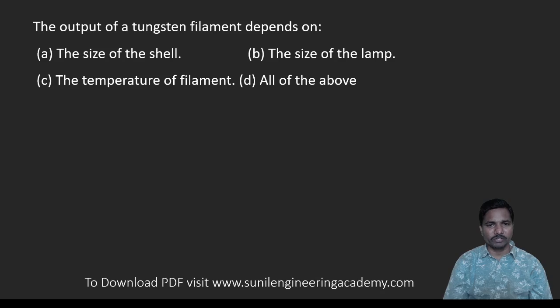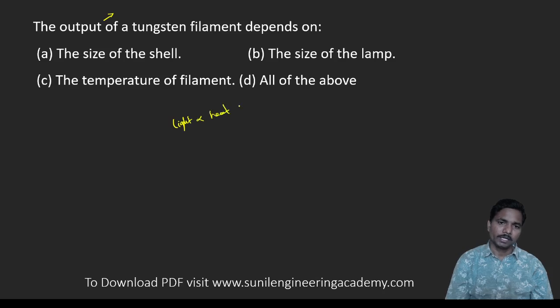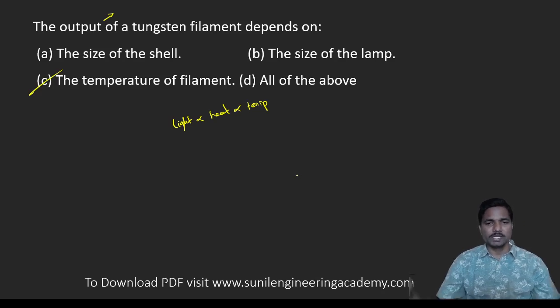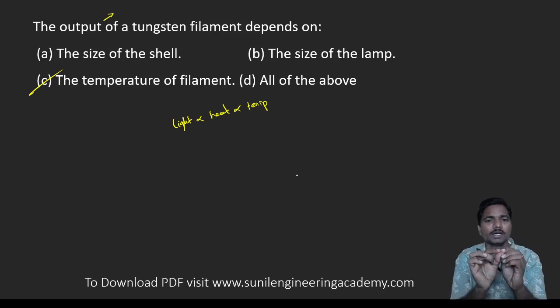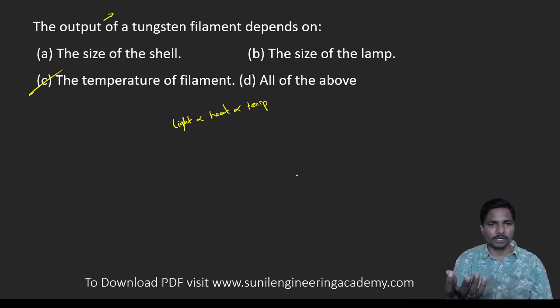The output of tungsten filament depends on dash. Output is nothing but heat, that is light. This light depends upon heat, and heat depends on temperature. So the answer is option C, the temperature of a filament. If the size of the lamp is very high but the filament temperature is low, then we may not get the proper output.